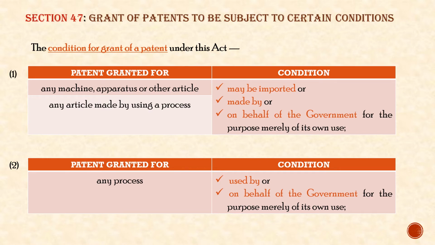of its own use. Subsection 2 says that if patent is granted for any process, that is, process patent, the condition imposed is it may be used by or on behalf of the government for the purpose merely of its own use.